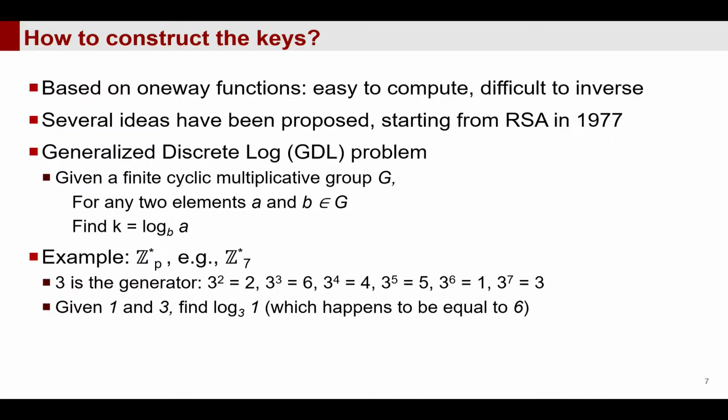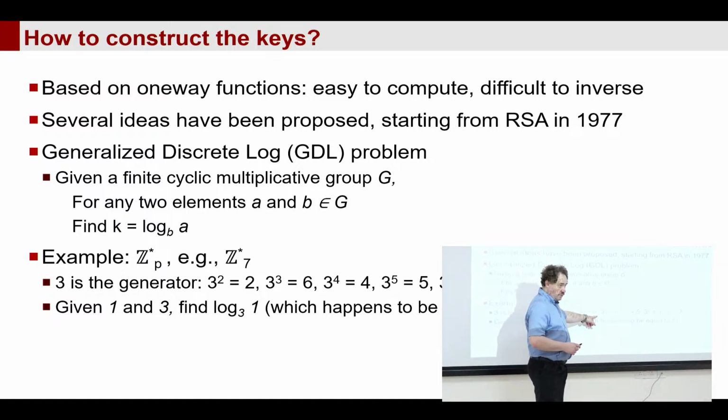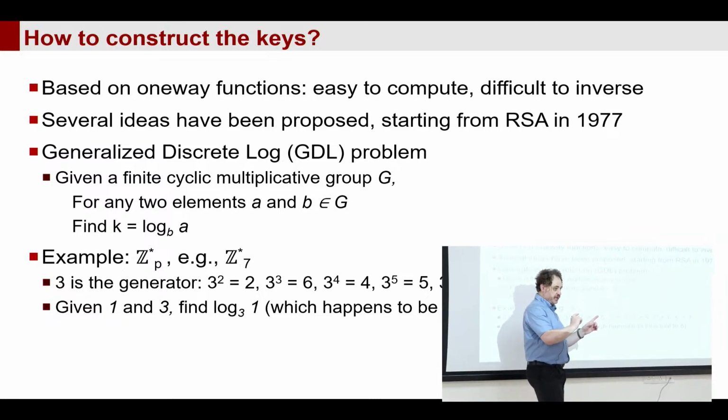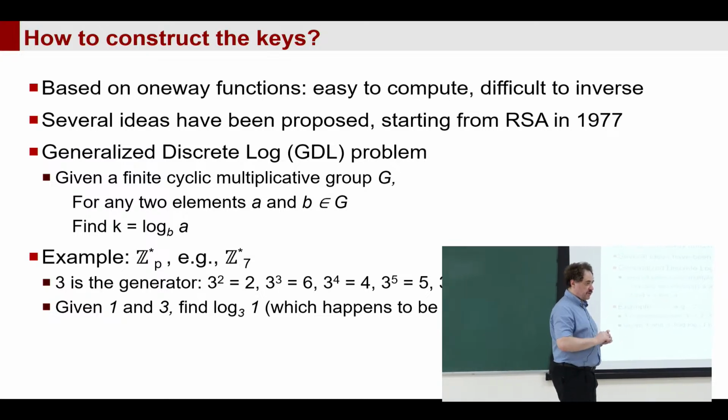3 to the 3 is 27, right? 27 divided by 7 gives 3 with a remainder: 3 times 7 is 21, and 27 minus 21 is 6. The remainder is 6. We are computing remainders.